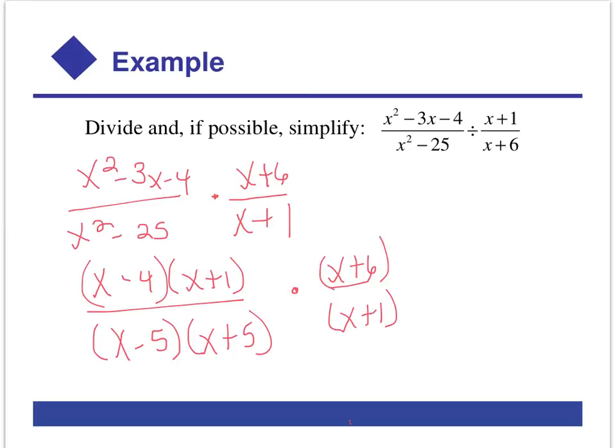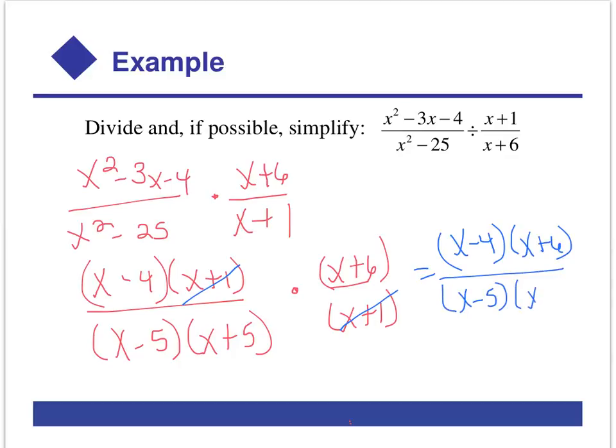Those don't simplify anywhere yet. So, okay, x plus 1 goes away. Do you see anything else that goes away? I do not. So our final answer is x minus 4 times x plus 6 over x minus 5 times x plus 5. And leave it again in factored form. Do not multiply it back out. You do simplify, but don't multiply it back out. Leave it as prime factors.